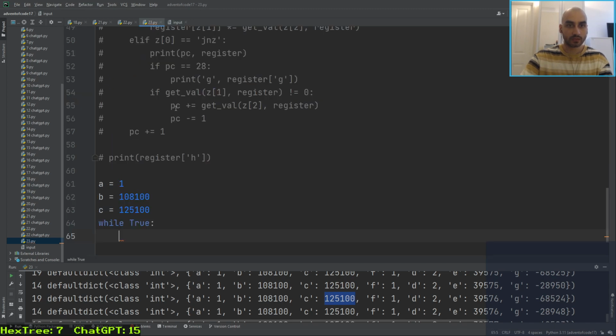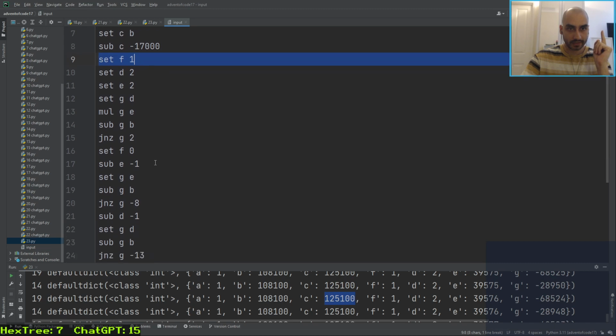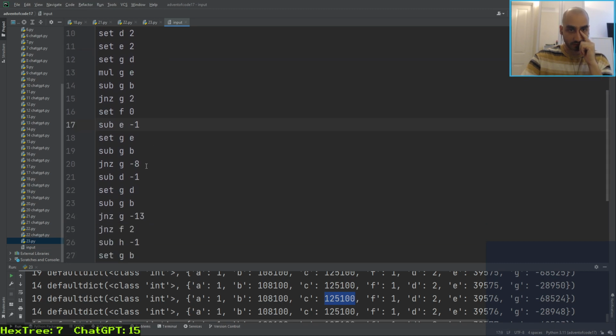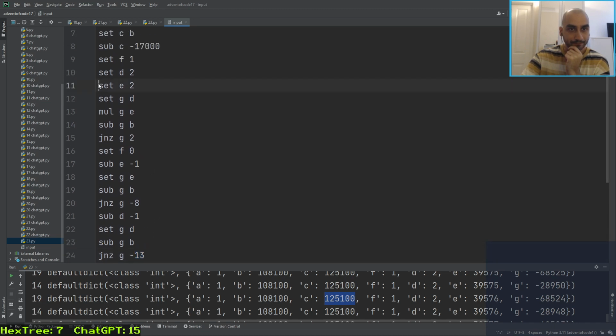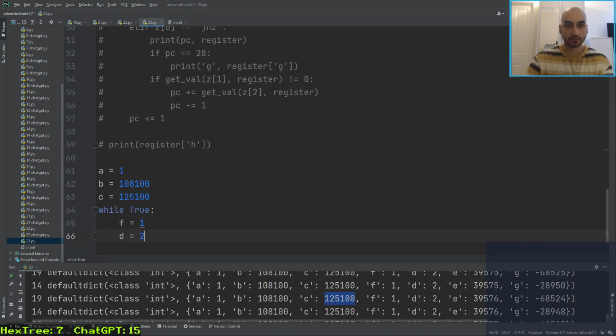So f equals 1. Well, no. We need to identify where these are jumping. So this is jumping to 12. Okay. This one is jumping to 11. All right, so 11. So D equals 2. Okay, so f equals 1, D equals 2.